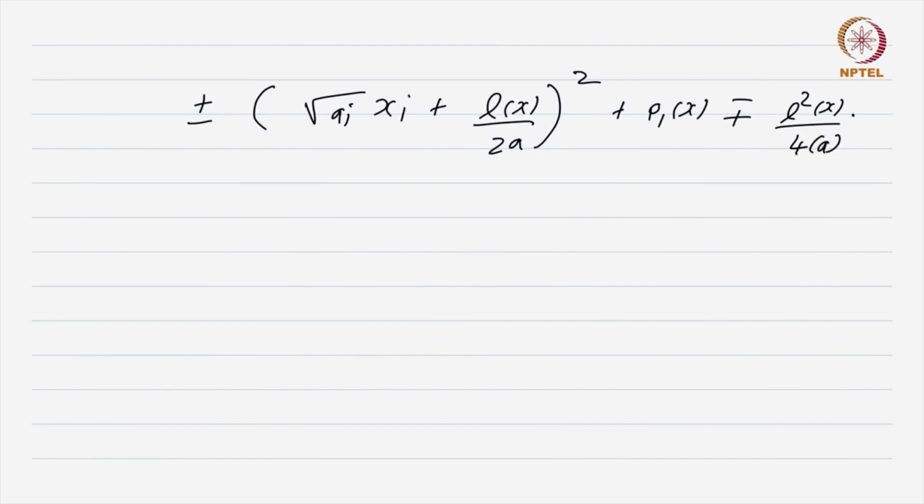So what are the terms that remain? Well, it's just terms that involve no xi, that is q1 of x, and L squared of x by 4a also does not involve any of the terms xi, right? Because we had already gotten rid of the xi by taking it out. Whatever was left was this L of x.